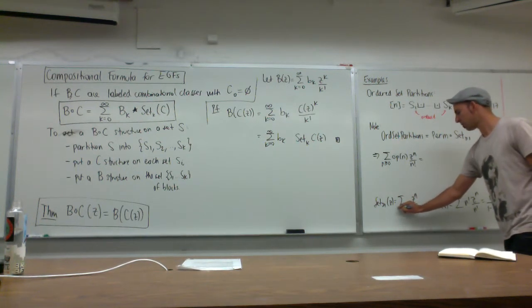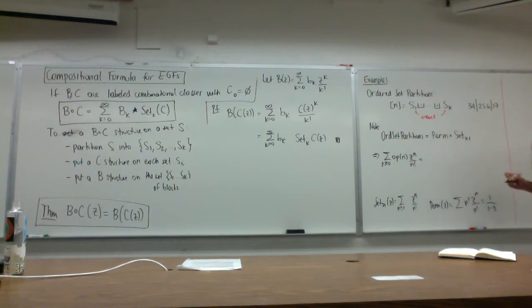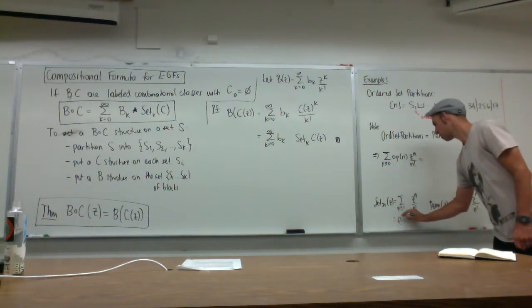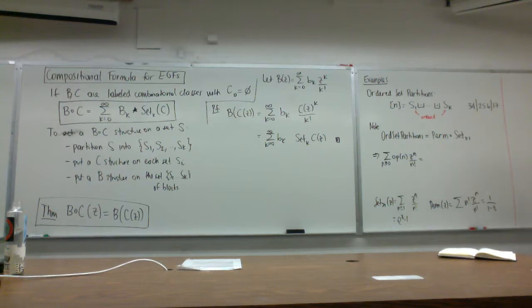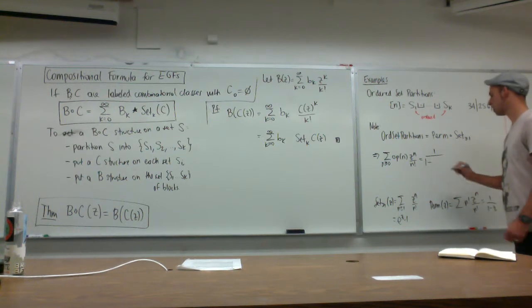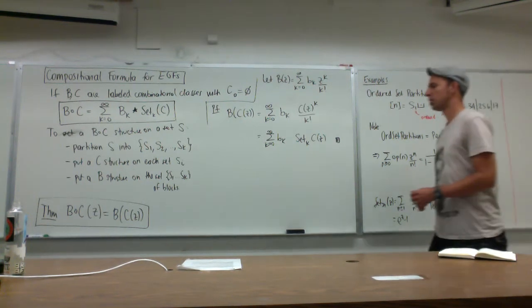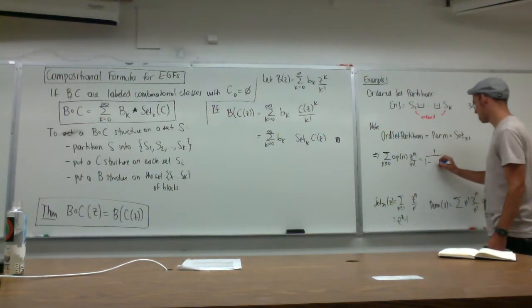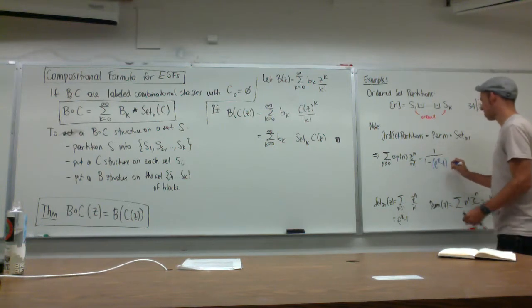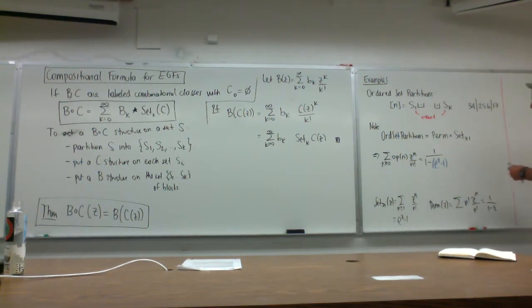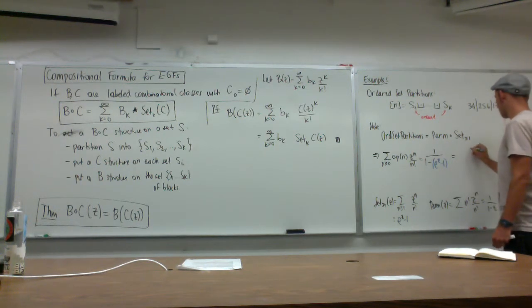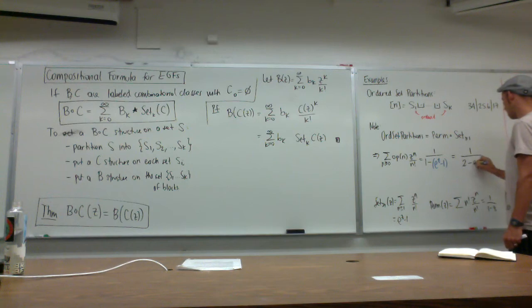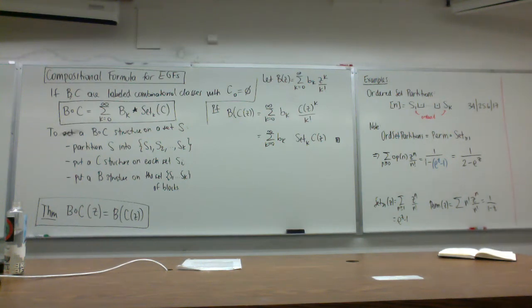I just have one set of each size, but for n greater than or equal to 1. Okay. And so this is e to the z minus 1. And so I take this and I evaluate it at this. 1 over 1 minus, and then I take this thing. This thing is e to the z minus 1. So this is equal to 1 over 2 minus e to the z. Okay. That's the number of ordered set partitions.